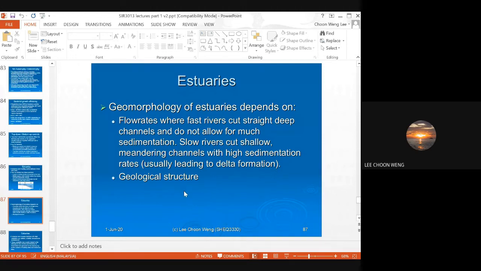So the geomorphology of estuaries depends on flow rates and the geological structure. Geological structure depends on the type of rock, the type of bedrock. Some are harder to erode. So both geological structure and the river flow rate will determine the shape of your river mouth.